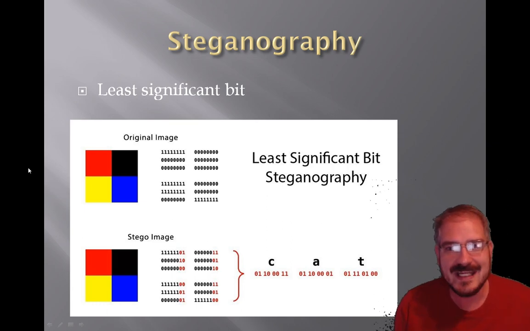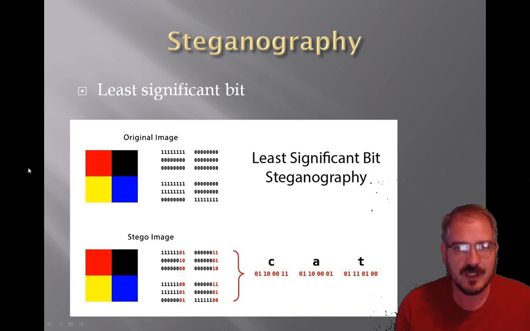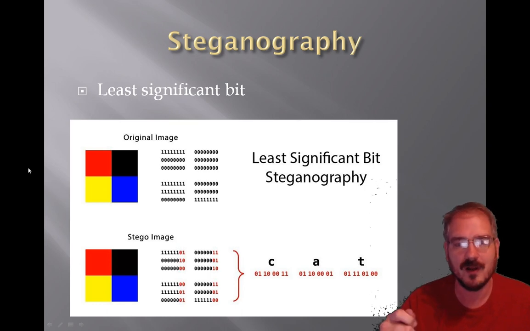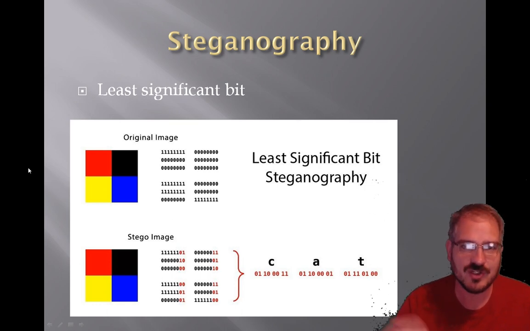So if you'll notice, any given computer image is made up of pixels, and each pixel is a solid color. So if you were to zoom in on your computer screen right now, you would see that there's millions and millions of pixels that make up the image of this video.